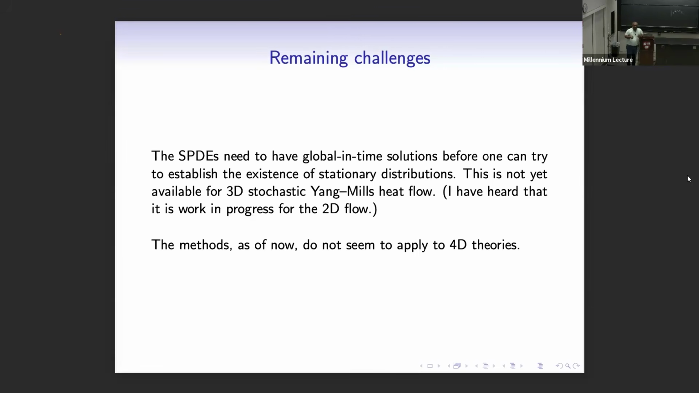And the other problem is that the methods as of now do not seem to apply to 4-dimensional theories. So they go only up to 3 dimensions for certain deep reasons. So it's not clear how one can approach solving the 4D problem, which is the important case.